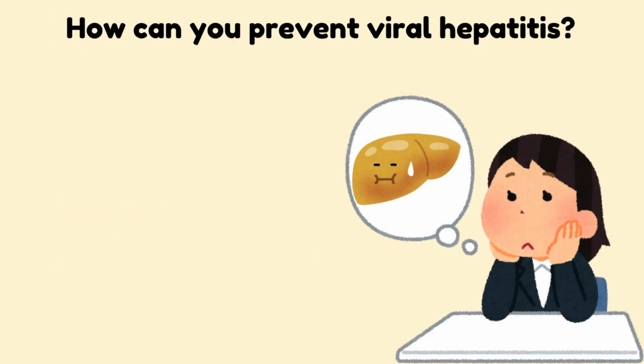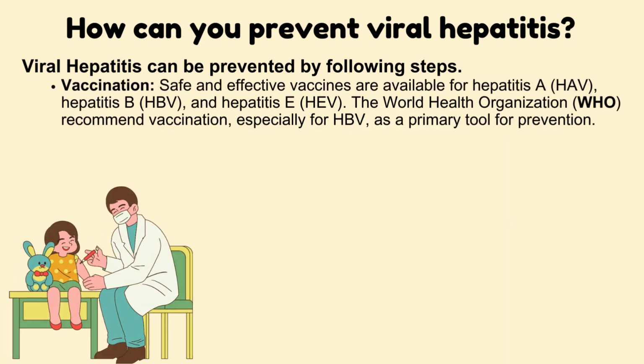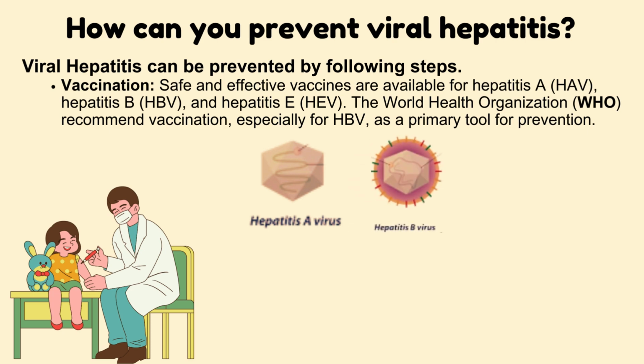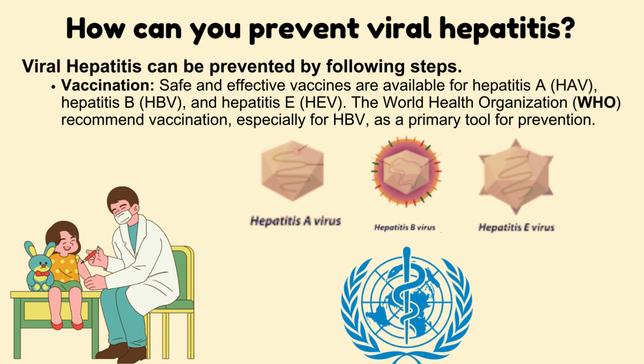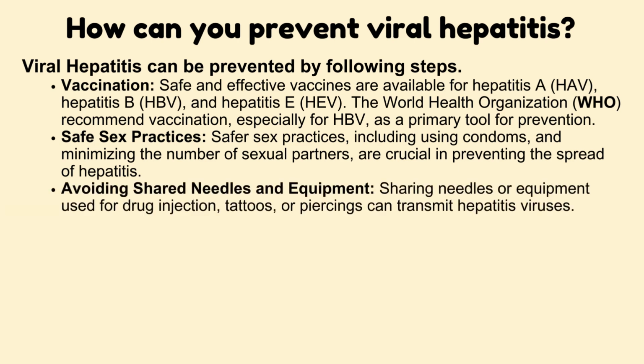How can you prevent viral hepatitis? Viral hepatitis can be prevented by following steps. Vaccination. Safe and effective vaccines are available for hepatitis A, HAV, hepatitis B, HBV, and hepatitis E, HEV. The World Health Organization, WHO, recommends vaccination, especially for HBV, as a primary tool for prevention. Safe sex practices. Safer sex practices, including using condoms and minimizing the number of sexual partners, are crucial in preventing the spread of hepatitis.